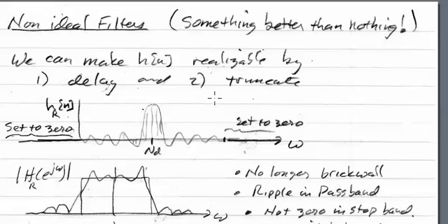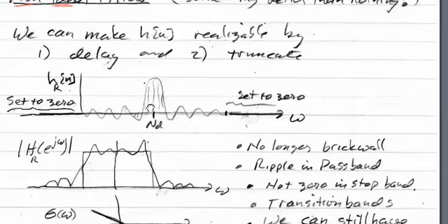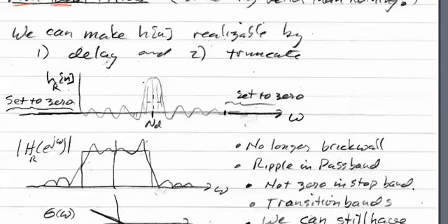So what do we do? And the answer is we have to accept the fact that we're going to have non-ideal filters. Something is better than nothing. Well, one way we can make h of n realizable is by delay and truncation.